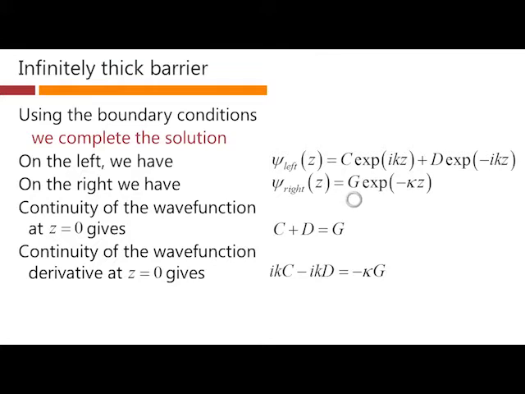Similarly, on the right, taking the derivative of this wave function, we get minus kappa times the wave function. Evaluating that at z equals 0, where the exponential just becomes 1, gives us minus kappa g for the derivative on the right-hand side of the barrier at z equals 0. So we said the derivatives have to be continuous, so these two have to equal one another. We can rearrange this if we want to, and get c minus d is equal to i kappa over k times g.